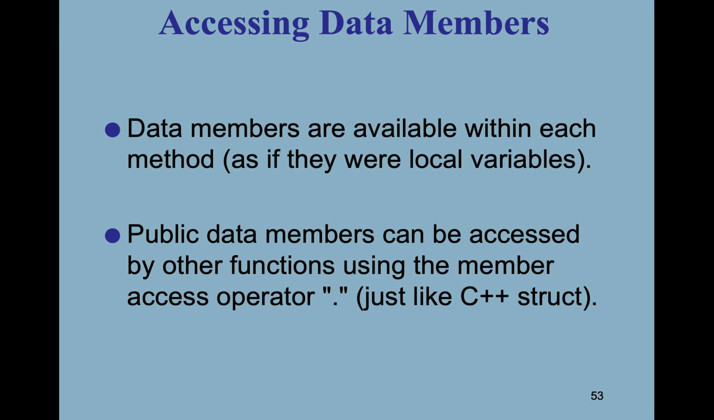So accessing the data members is usually available through the methods. Just like C++, you want to make the data private. When in doubt, make it private all the time. And then use the public member functions to access the private data. So public data members can be accessed by other functions using the member access operator, the dot, just like a C++ structure.